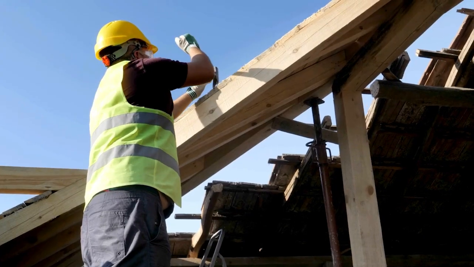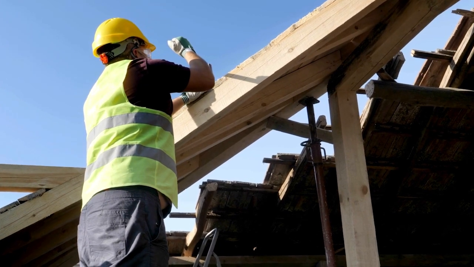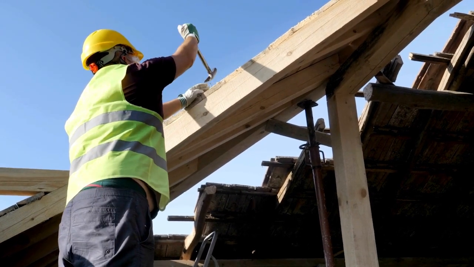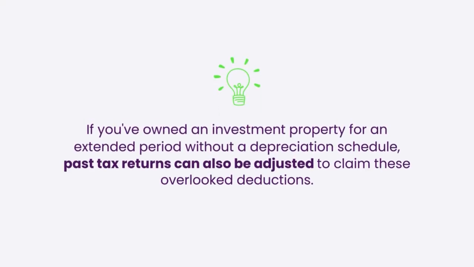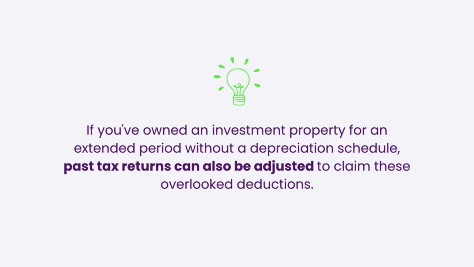For instance, in an investment property, this could be reflected as either your capital improvements, i.e. the cost to build the property, or your plant and equipment, depending on when the property was actually built. Depreciation can help you get a lower taxable income, which means increased cash flow and more cash in your pocket. So even if you've owned an investment property for an extended period of time without a depreciation schedule, past tax returns can also be adjusted to claim these overlooked deductions.